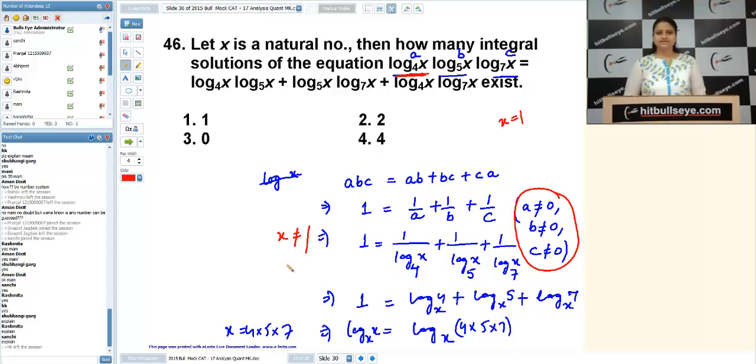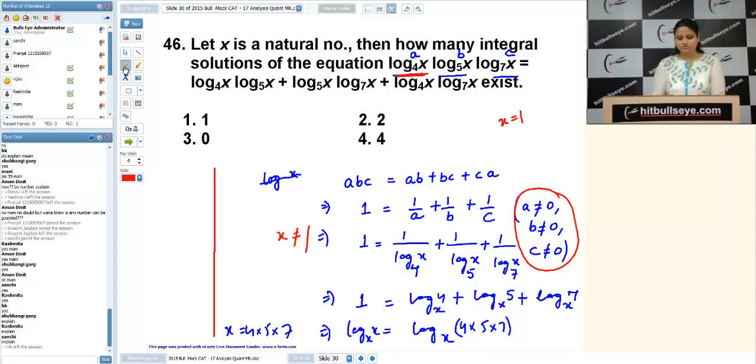What if x is equal to 1? If we take x as 1, I'll get one more solution. So 0 into 0 into 0 is equal to 0 itself. So right hand side is equal to left hand side. That's why x is equal to 1. That is also a possible solution. And if x is not equal to 1, there is only one possible solution, that is x is equal to 4 into 5 into 7. That is 140. Is it okay?